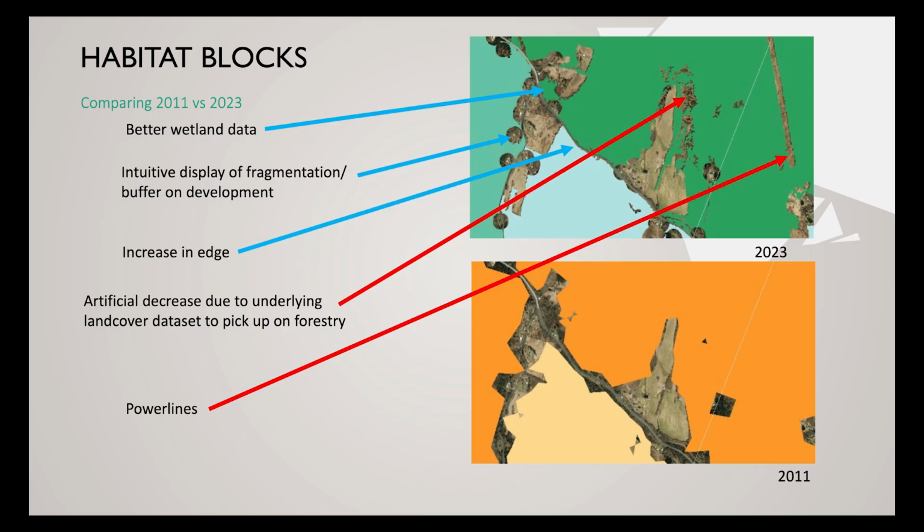Now, the LiDAR-derived data essentially uses canopy height, vegetation height, to tell us what the different land cover inputs are. So that allows us to get a really good idea of where there are trees, right? The tree canopy data is excellent.